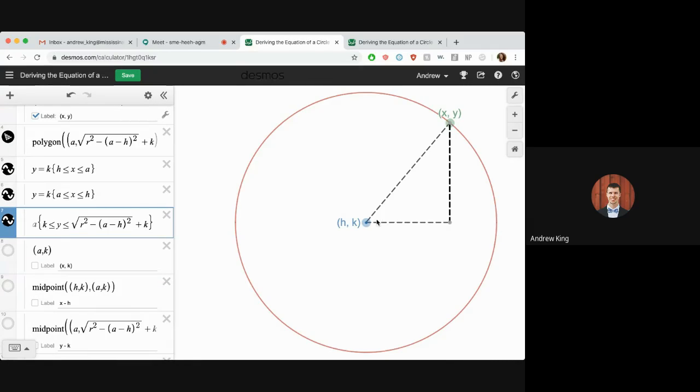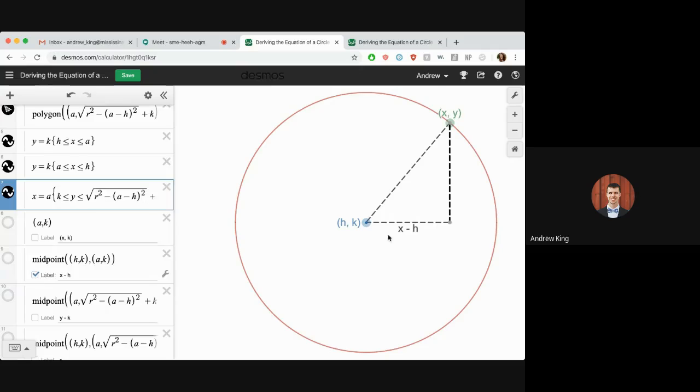So the horizontal distance here, horizontal deals with the x coordinates, whatever comes first in your ordered pair. So x and h. That means that for my distance here horizontally, I'm going to subtract the two x coordinates and get x - h. That's the length of this thing here.